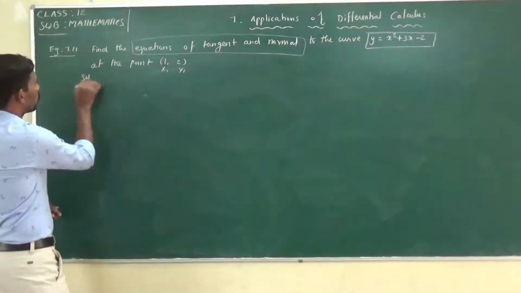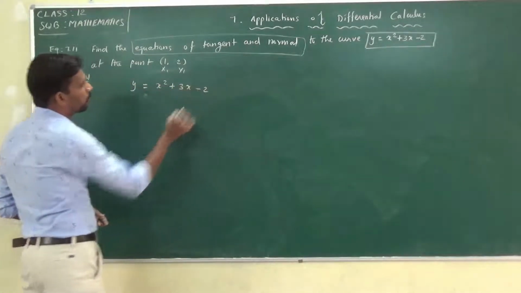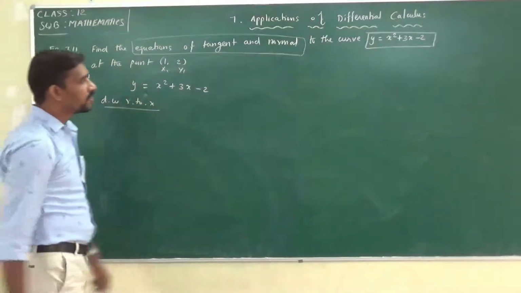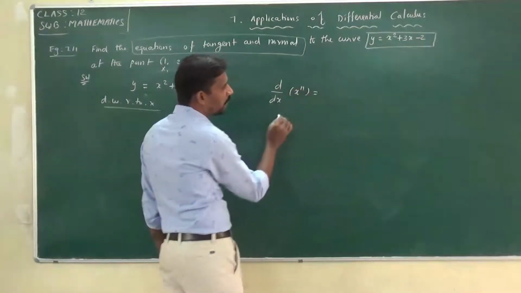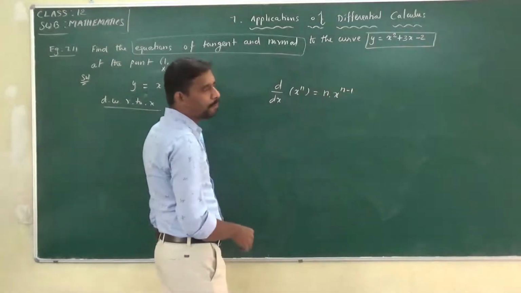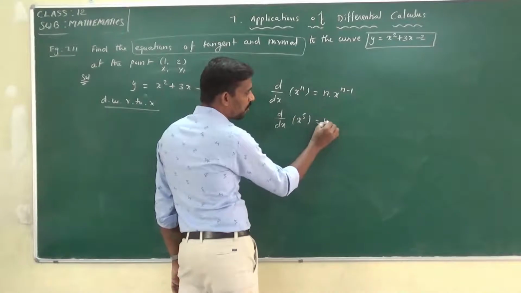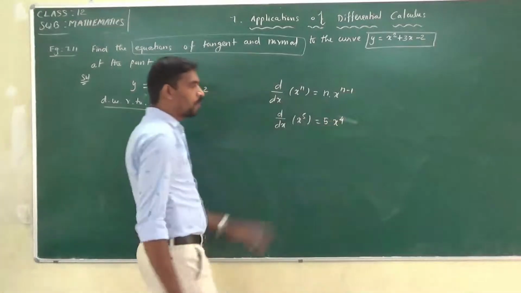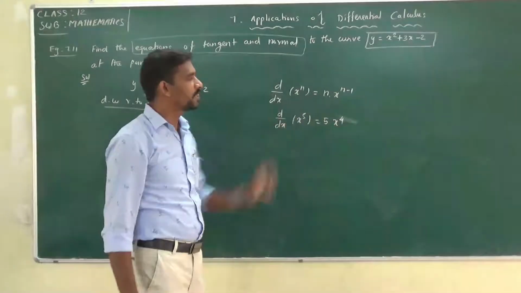So, solution. Take the equation y is equal to x square plus 3x minus 2. Now we differentiate with respect to x. For differentiation we use the formula d by dx of x to the power n is n into x to the power n minus 1. So the power comes to the front, then we reduce the power by 1. For example, d by dx of x to the power 5 is 5 into x to the power of 5 minus 1, and 5 minus 1 is 4. So the differentiation of x to the power 5 becomes 5 x to the power 4, using the concept.